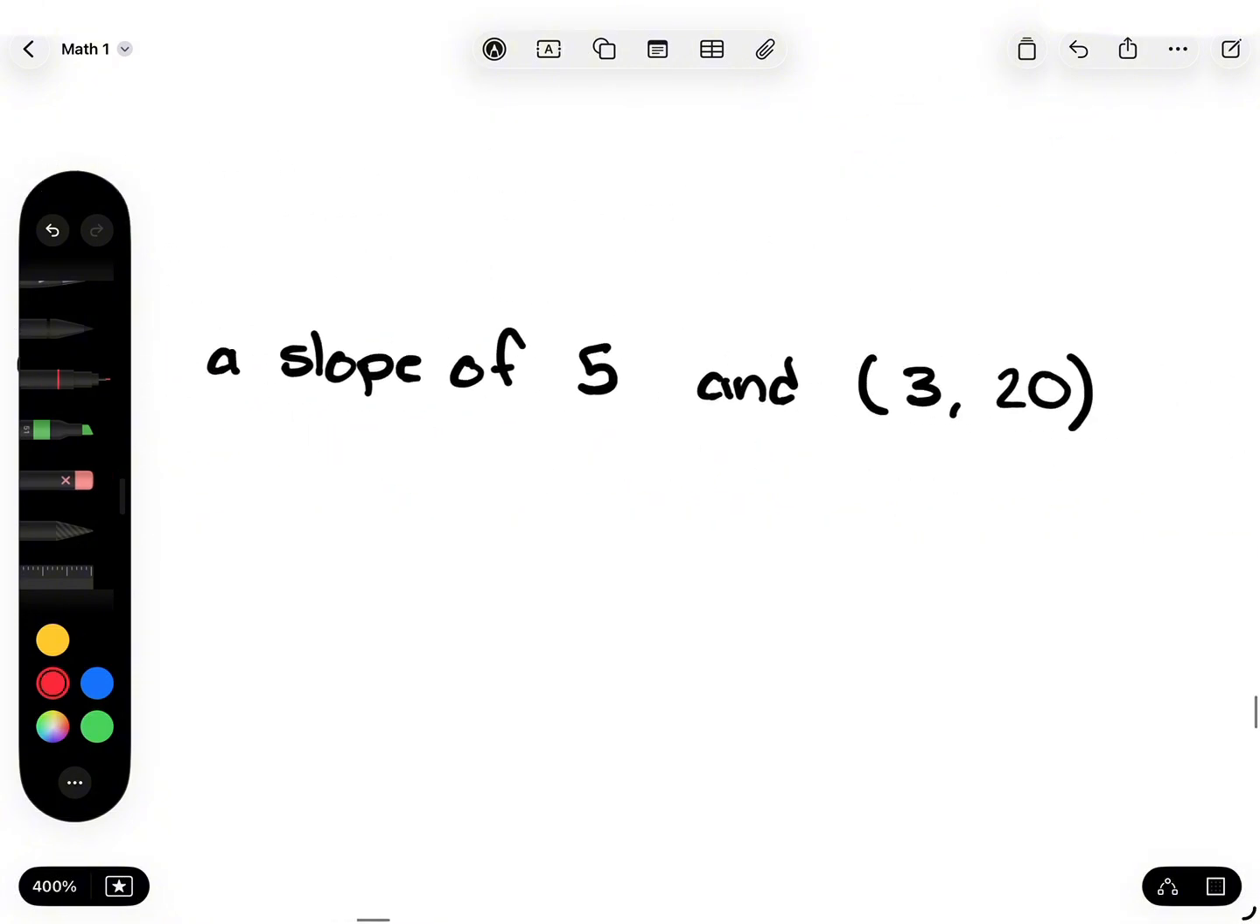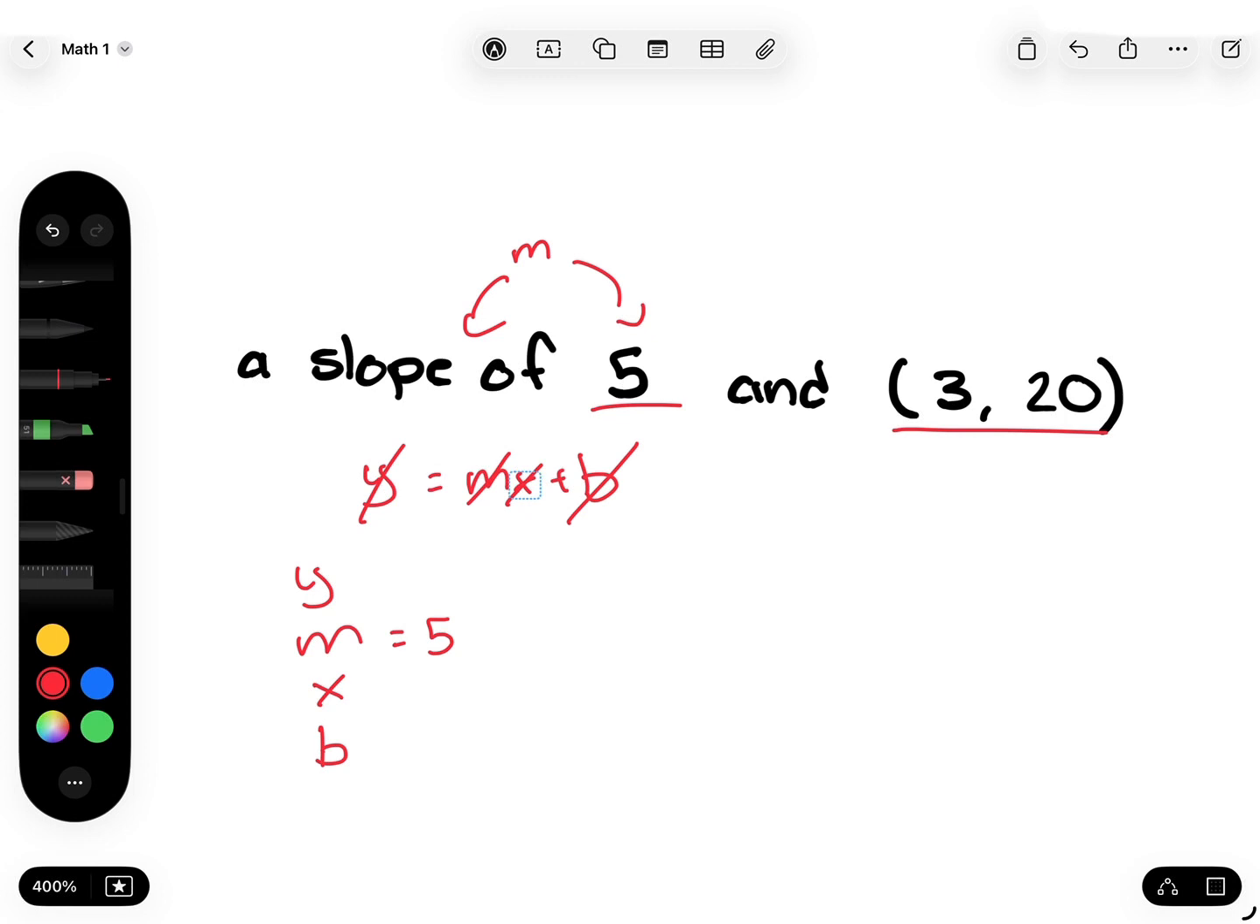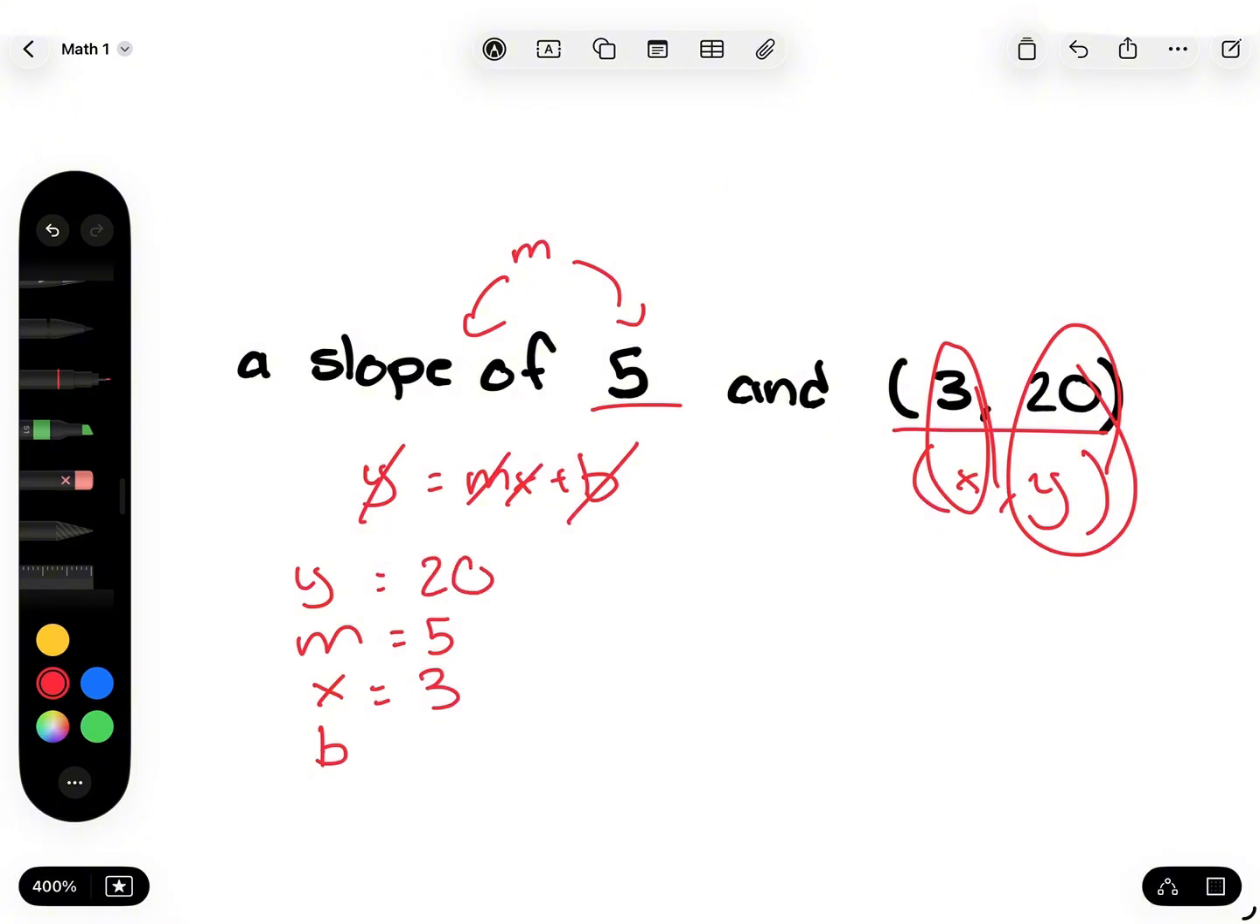Let's start with this one first. We are given a slope of 5 and the point (3, 20). So first we're going to identify what we know. In an equation, we have y equals mx plus b. We have y, m, x, b. Our slope is 5, m is equal to slope, which is also equal to 5. So m is 5. We have a coordinate, and a coordinate is represented by x, y, the same x and y that we have here. So our 3 is x, and our y is 20. And we have to find b. So we're just going to set these numbers up in this format.